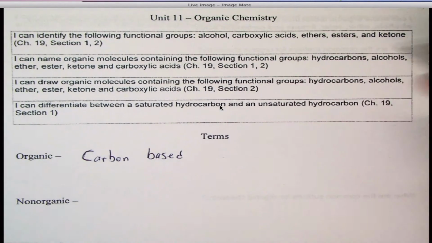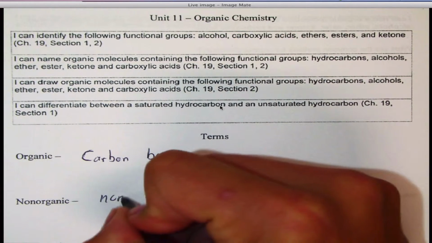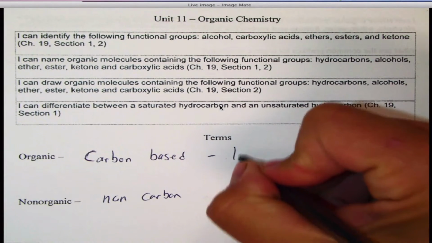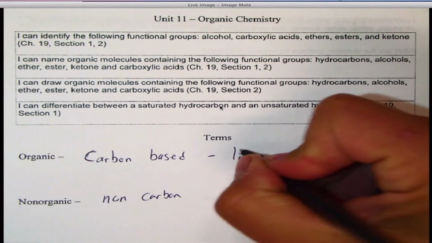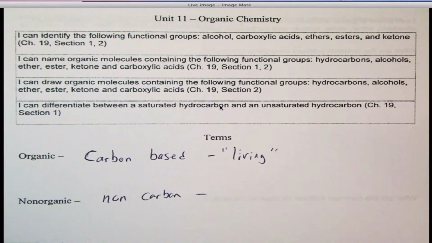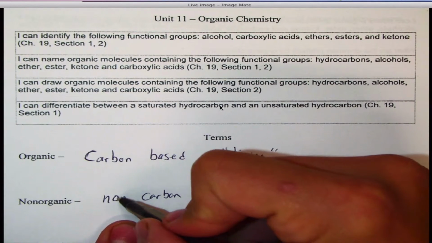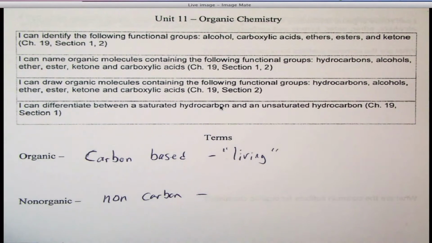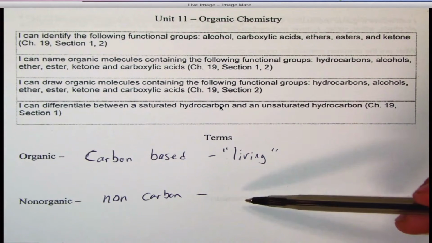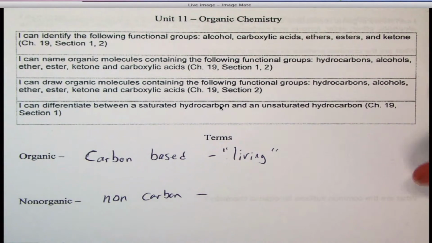Okay, non-organic is non-carbon based. So let's just say living. Okay, non-carbon based would be things that don't have carbon, like salt, helium, stuff like that. So anything that's not carbon based is going to be non-organic or organic. So don't think of like what you see in the grocery store. Think of things that are based off of carbon.